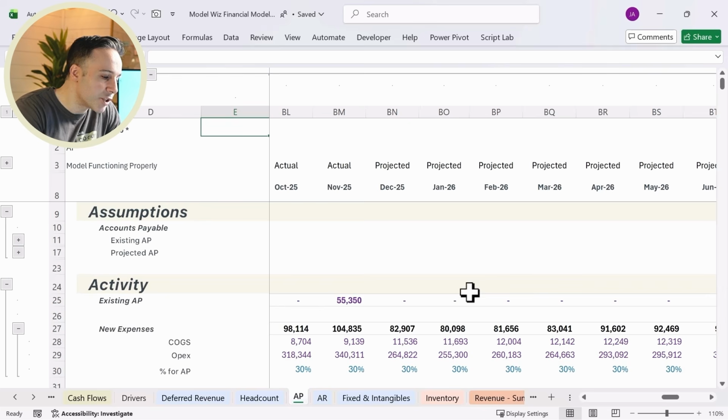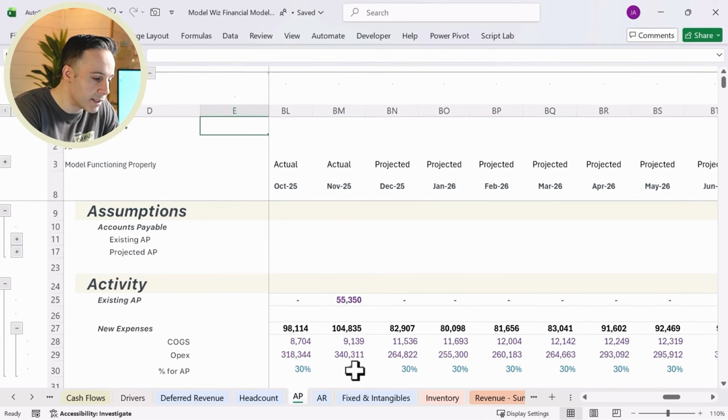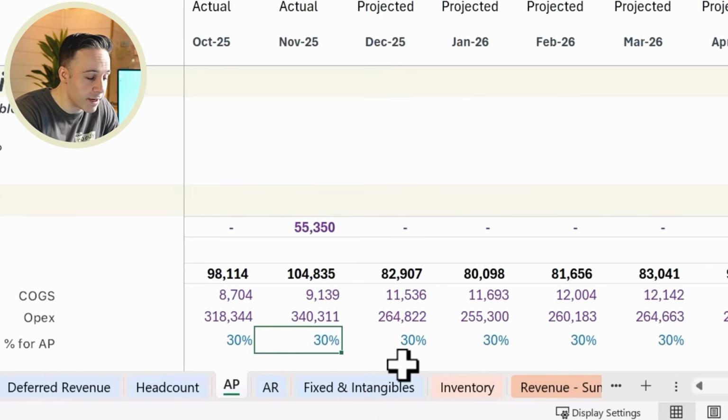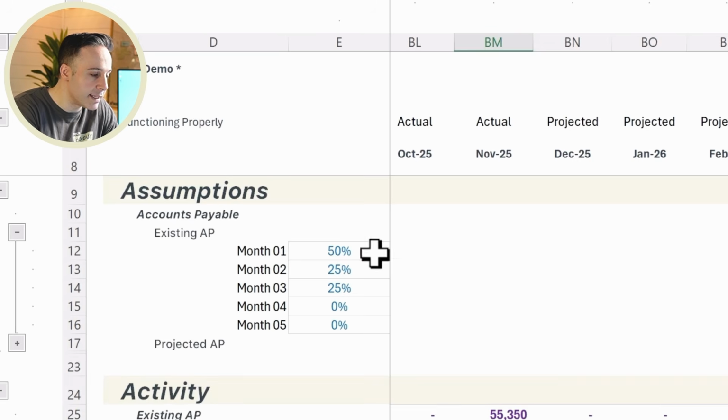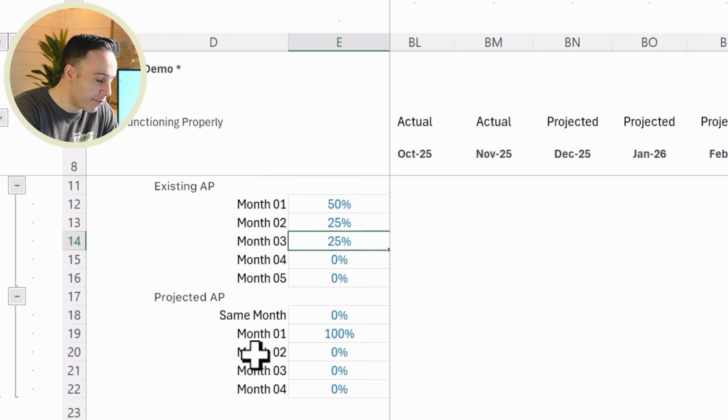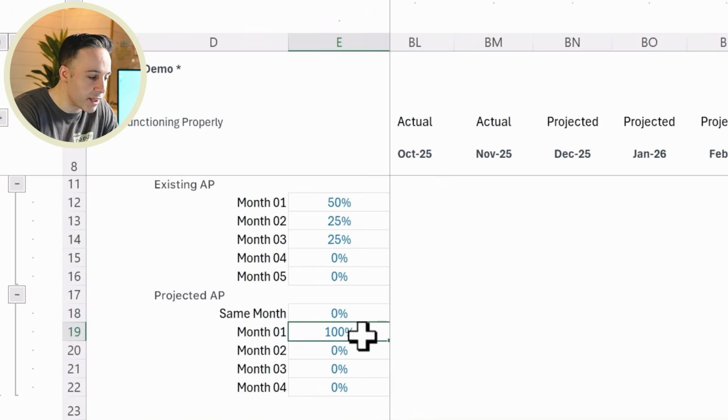All right, so here's accounts payable. And again, I have my existing balance, and then I have any new expenses where I have an assumption that 30% of them will be put on credit. So with these assumptions here, I can see that my existing accounts payable balance I'm forecasting will be paid 50% in month 1, 25% in month 2, and 25% in month 3. And for my projected AP balance, I'll pay everything 30 days later.